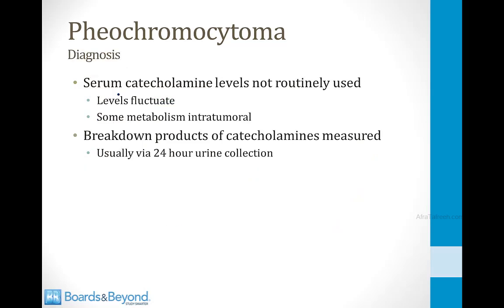You might think that you could diagnose a pheochromocytoma by measuring the serum catecholamine levels, but in fact this is not routinely done, and the reasons are because, as I just said before, the levels fluctuate, and in addition, many of the catecholamines are metabolized inside the tumor, so you won't see high levels in the plasma. For this reason, what's usually done is to perform a 24-hour urine collection and look for the breakdown products in the urine of catecholamines.